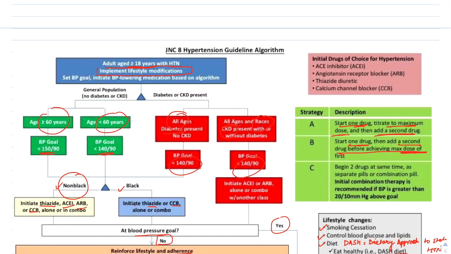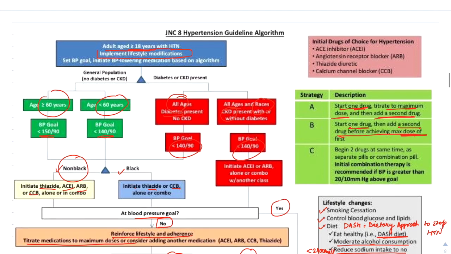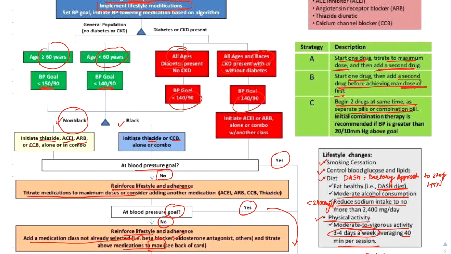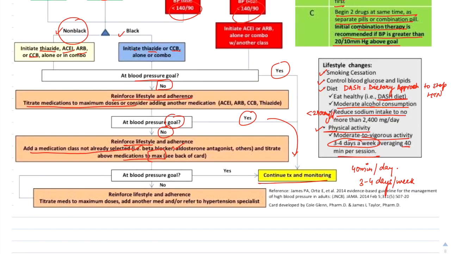First dose, titrate to almost the maximum, and start the second dose before achieving the maximum dose of the first. Or we can begin two drugs at the same time, as separate pills or in combination. The initial combination therapy is recommended if the BP is greater than 20 by 10 mm above the goal.